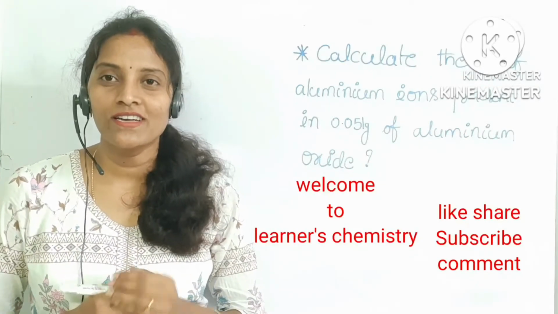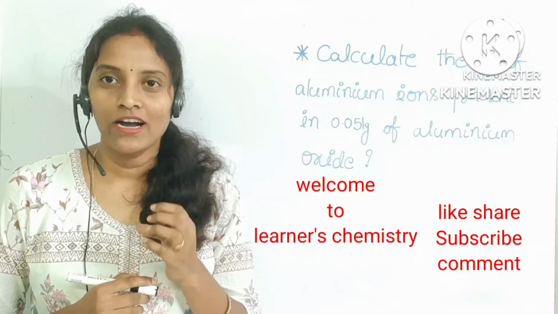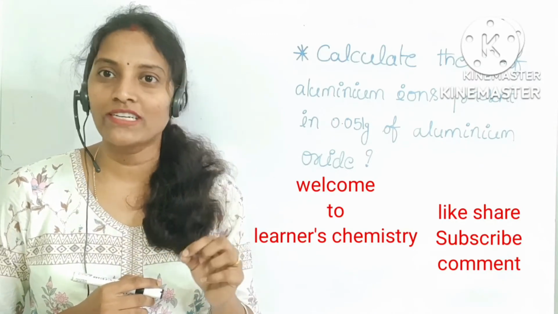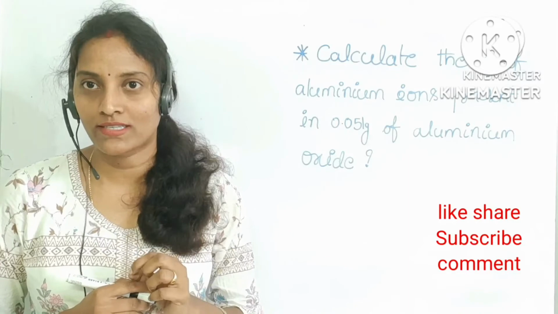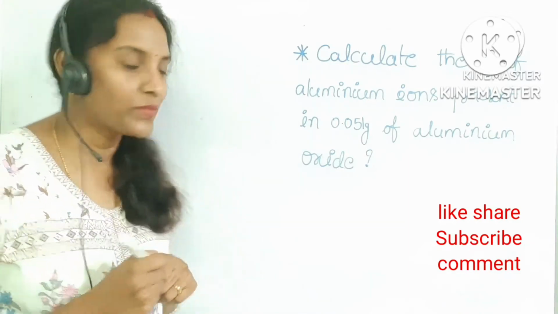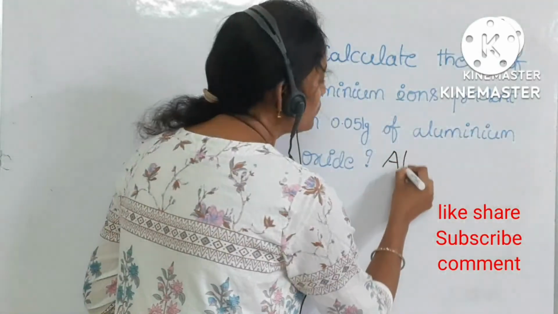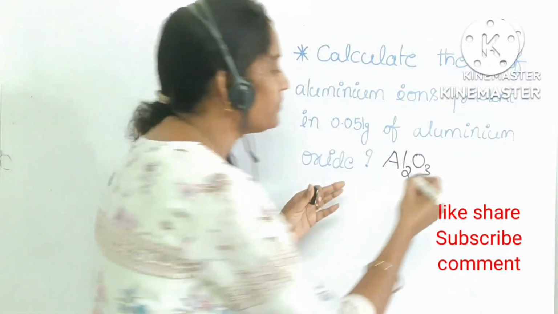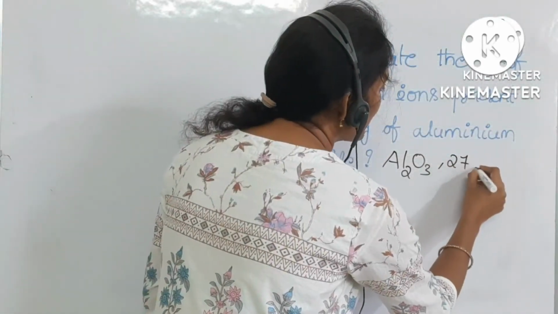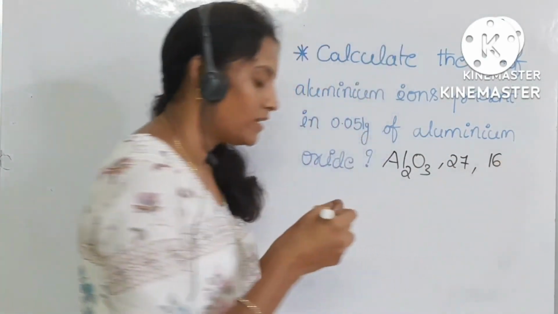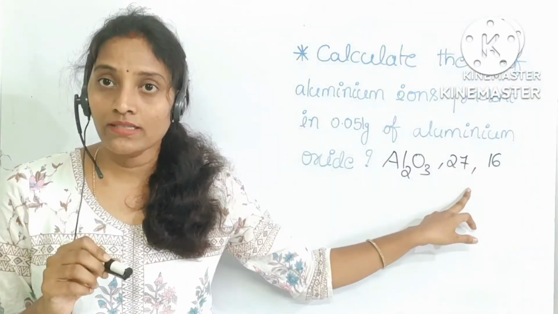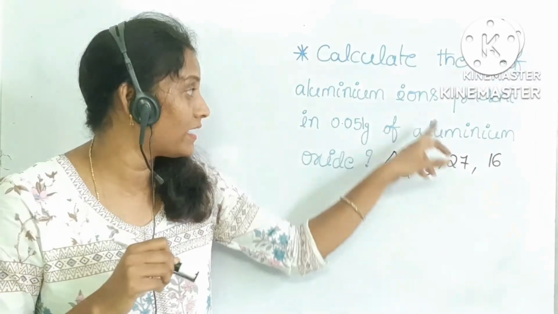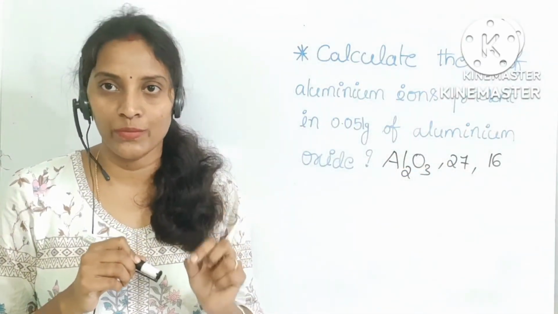Here the problem is to calculate the number of aluminum ions present in 0.051 grams of aluminum oxide. What is aluminum oxide's formula? That is Al2O3. And what is the atomic mass for aluminum? That is 27, and the atomic mass for oxygen is 16. Remember one thing, this 27 atomic mass is applicable for the aluminum atom as well as aluminum ions. Remember this one.